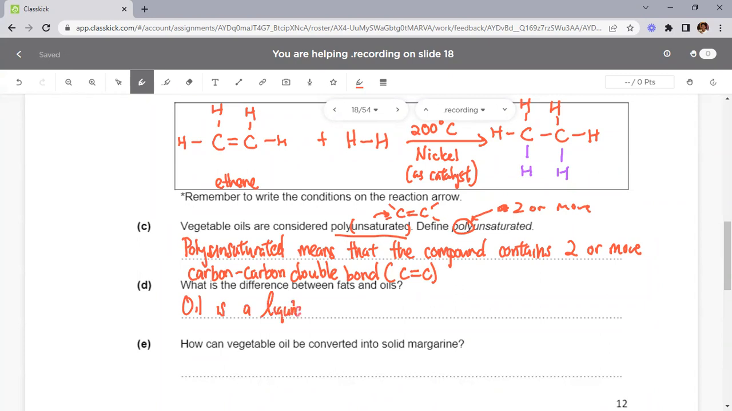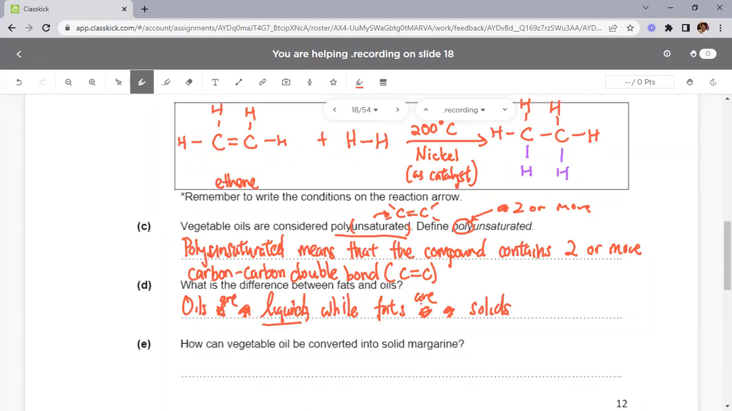Typically it is a liquid. If you look at this, I'm comparing the states of matter. If oil is a liquid and I want to compare it with fats, then oils are liquids, while fats are solids. So it's really the states.